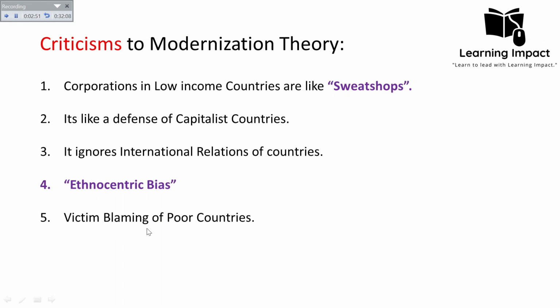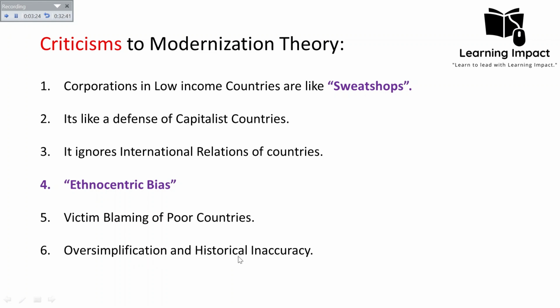And also there is a kind of victim blaming of the poor countries. As we discussed, modernization theories mostly consider cultural differences. So they are doing a kind of victim blaming, that it is the culture of the poor nation which is making them poorer. And also they oversimplify, which means they give a linear and uniform pathway to modernization that all countries are expected to follow, as we discussed in Rostow's 5 stages of economic development.